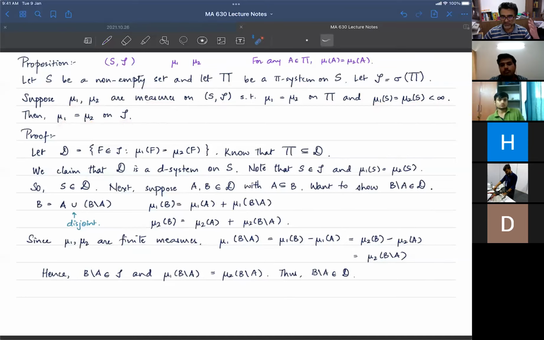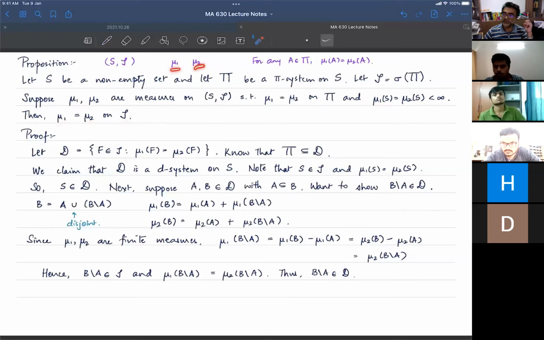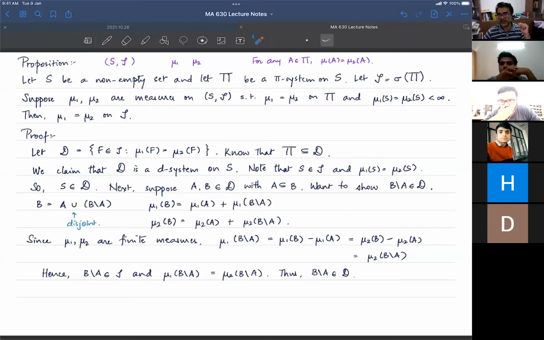Okay. So one way of motivating this is I have a set S. I have a sigma algebra. I have two measures, mu1 and mu2 on it. I don't necessarily know that mu1 and mu2 agree on this whole sigma algebra script S. However, I have a subfamily of script S, which is pi. And I know that on pi, mu1 and mu2 agree. The question is, do they agree on the whole sigma algebra?